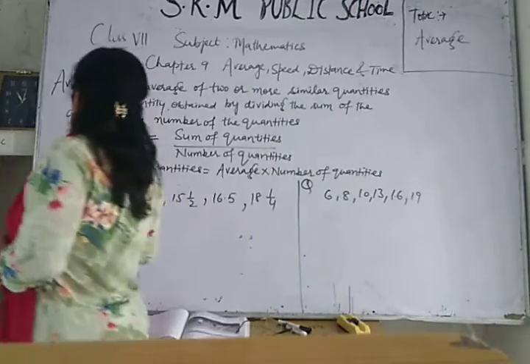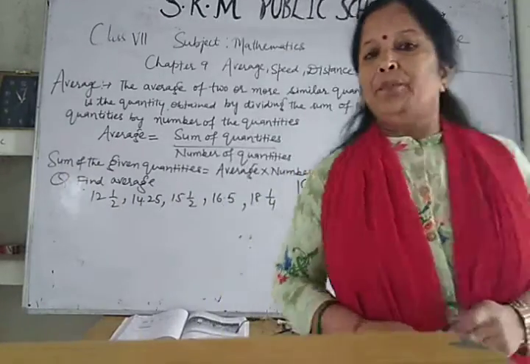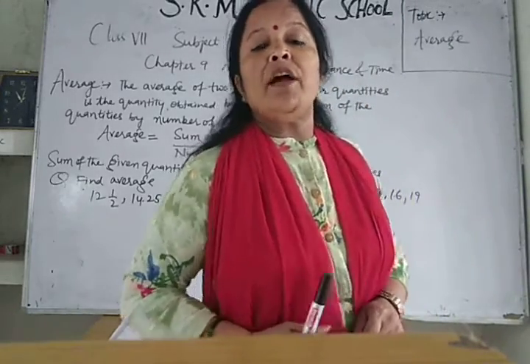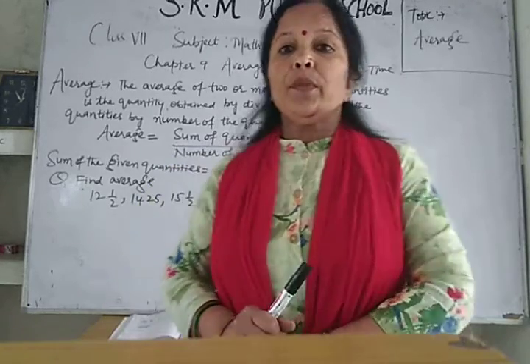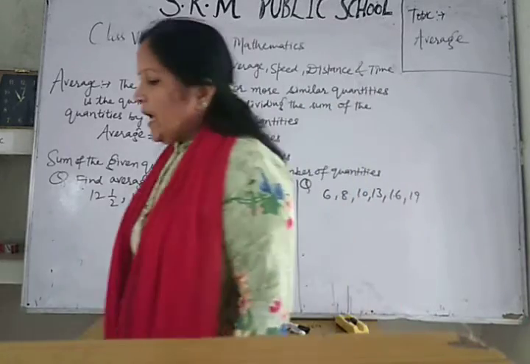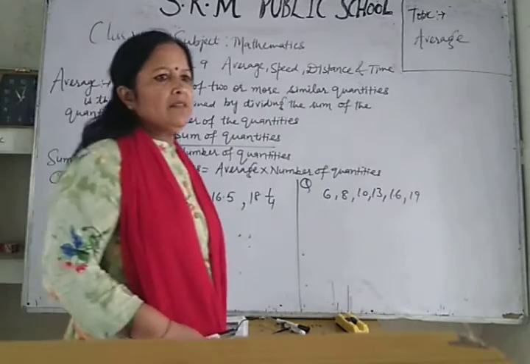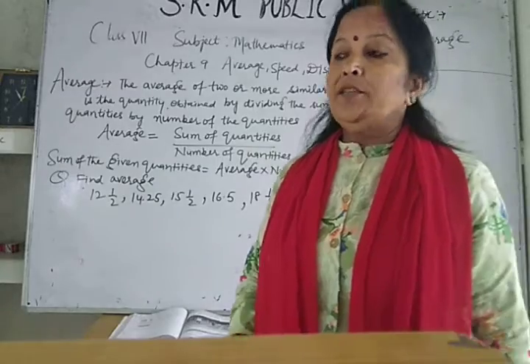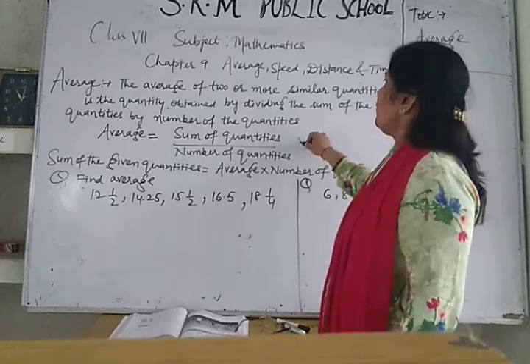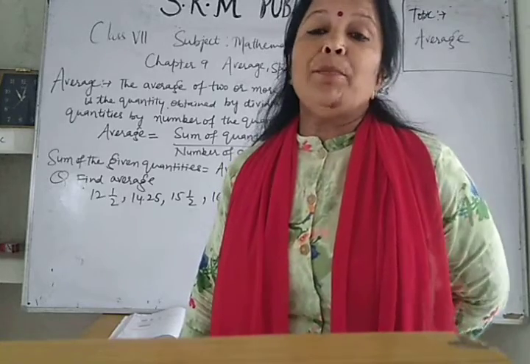For average there is a simple formula: sum of quantities divided by number of quantities, or you can say sum of all the observations divided by number of observations. In your book, exercise 9.1 has some questions based on average, where you are asked to find the average. This is the formula.